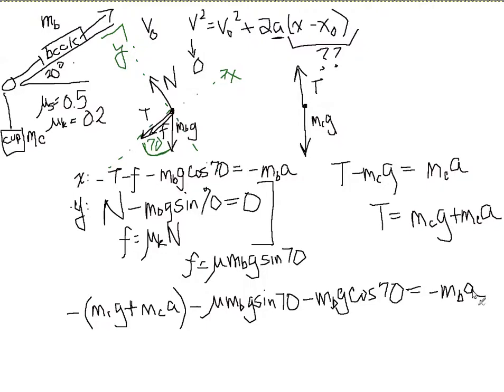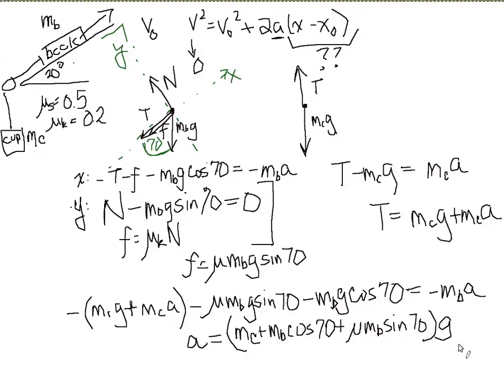If I do some algebra, this should come out: acceleration equals m sub c plus m sub b cosine 70 plus mu m sub b sine 70, all of this times g, divided by m sub b plus m sub c.